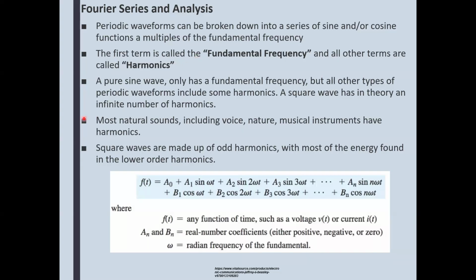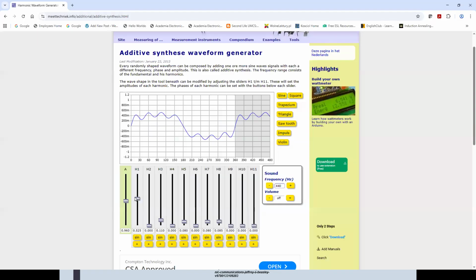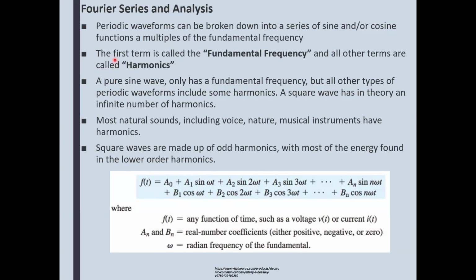So this first item, first term, will be the fundamental. There's going to be the second harmonic, third harmonic, fourth harmonic, and so on. So that's what they mean by the terms. The first term is called the fundamental frequency, and the other terms are called harmonics. A pure sine wave only has the fundamental frequency, but we already talked about that.